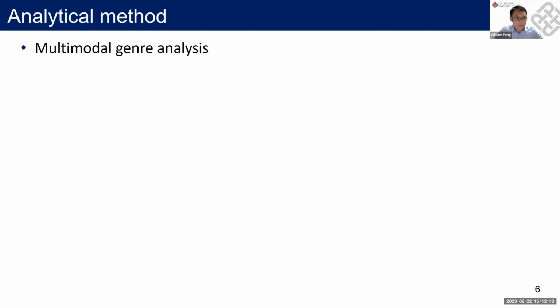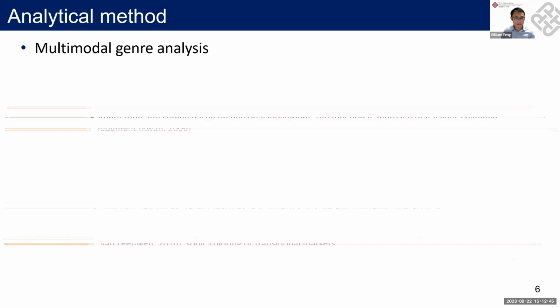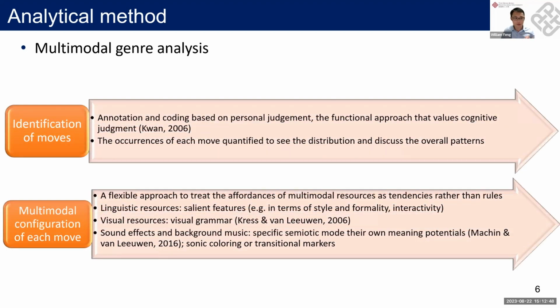And the method is multimodal genre analysis. It's just very simple, two steps. The first is to identify the moves. So we also code the occurrence of each move to say the distribution and to say the overall patterns of the moves. And the second step is to say how each move is realized. So we look at the multimodal configuration of each move. This is where it becomes a multimodal analysis. So we look at not just the language, but also the visual resources, sound effect, background music, and so on.